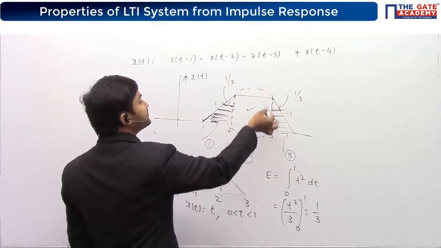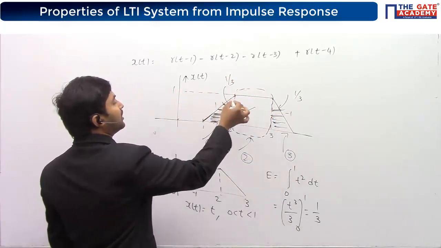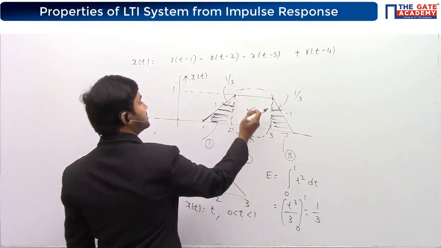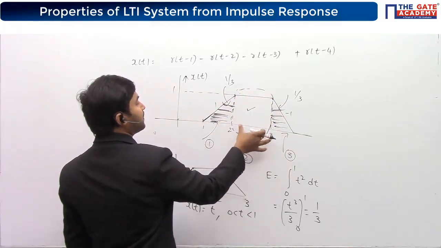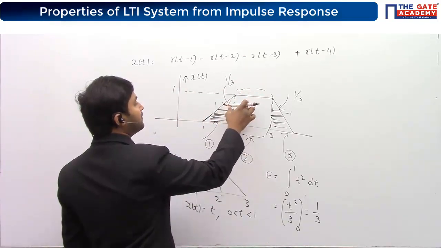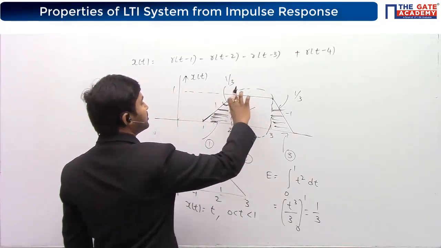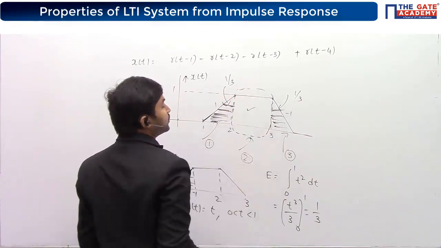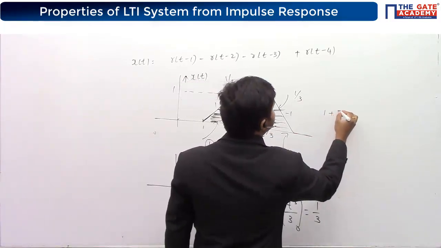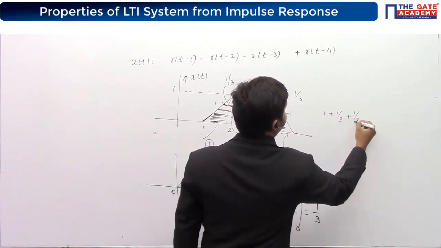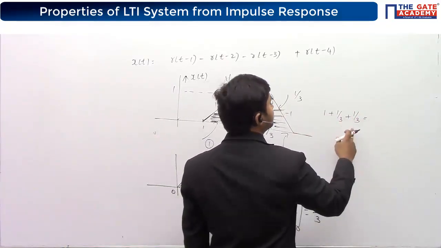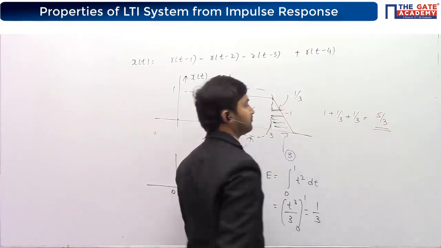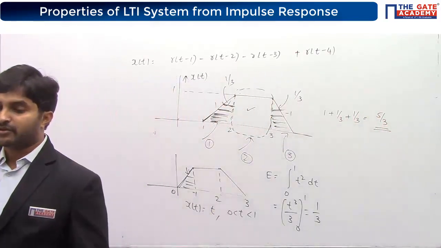And what is the energy of this part? Square it and find the area. 1 square is nothing but 1. So you have a length of 1 unit and a breadth of 1 unit. So it is going to be 1 plus 1 by 3 plus 1 by 3. Totally it is going to be 5 by 3.